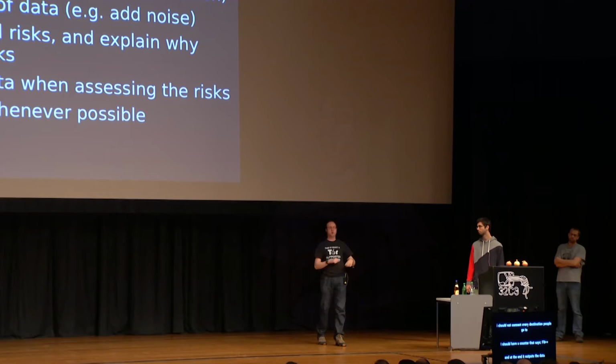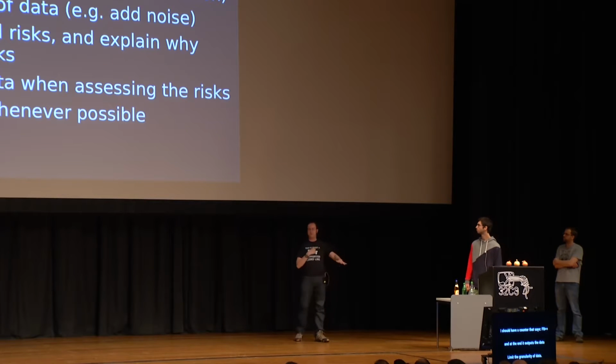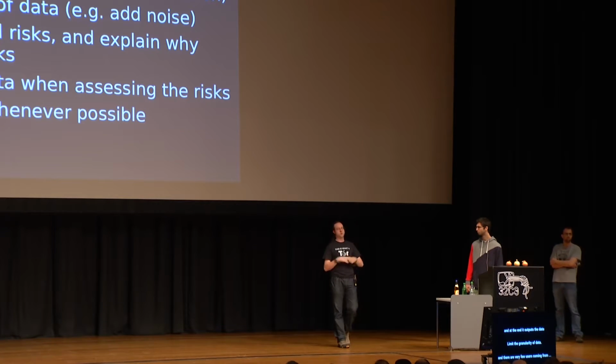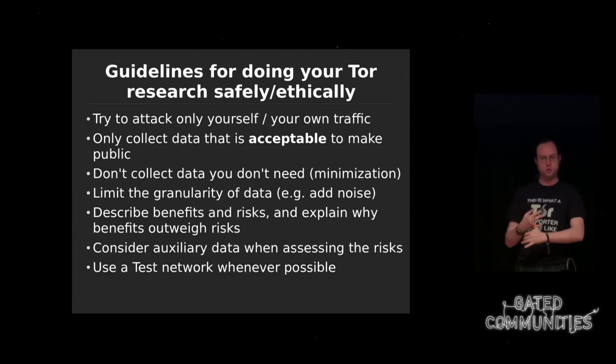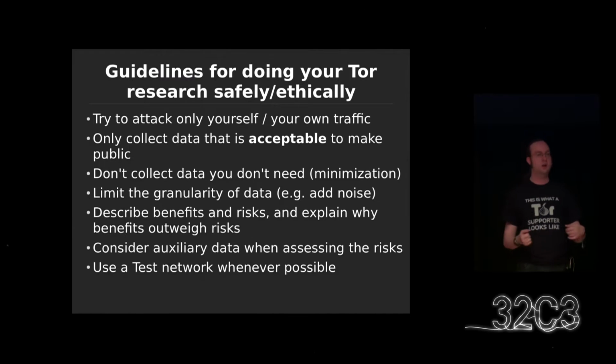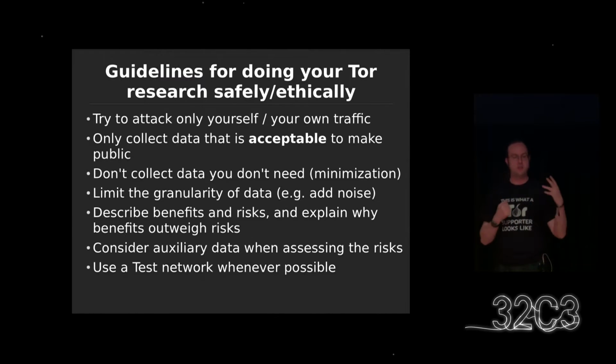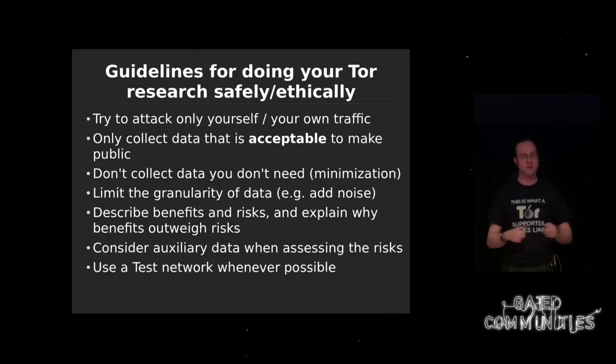So limit the granularity of data. If you're counting how many users are connecting from different countries, and there are very few users coming from Mauritania, consider rounding that down to 0 so that you don't accidentally harm the 5 people in Mauritania who are using it today. So an approach to do this is figure out what you're trying to learn, describe the benefits to the world of learning that, describe the risks to people around the world in Tor of the approach that you're taking, and then argue that the benefits are outweighing the risks.